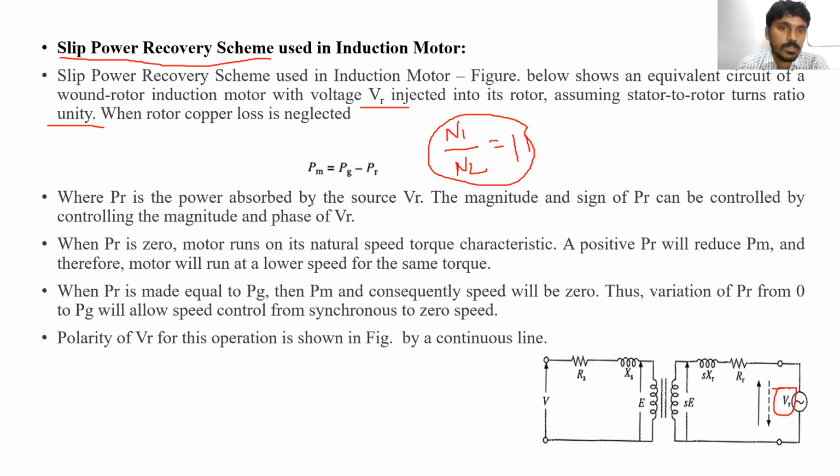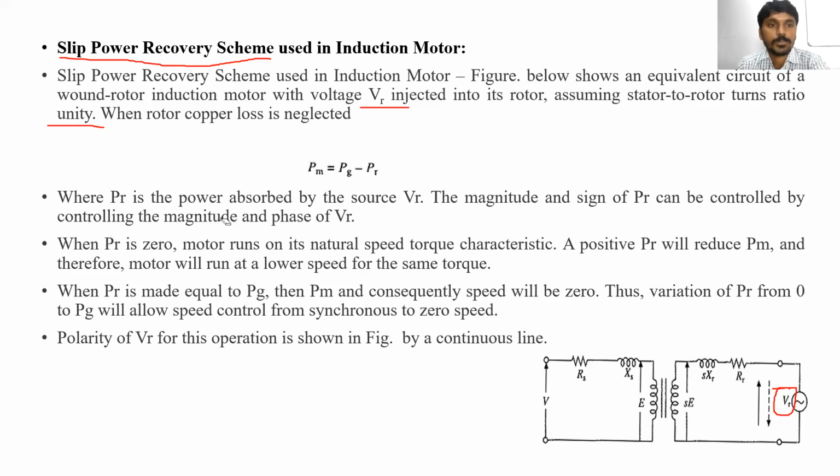So we know the formula: mechanical power is equal to air gap power minus rotor copper losses. The power developed by the rotor circuit we call the mechanical power. Mechanical power is equal to input minus losses, where input means air gap power. We have already derived the equations for the air gap power, mechanical power, PG, PM, and the rotor copper losses, so there is no need to go through them again.